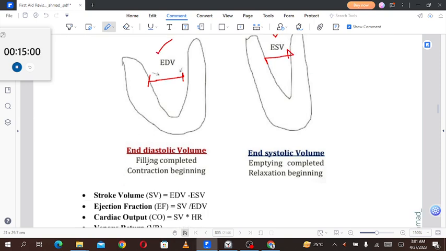End diastolic volume is when filling is completed and contraction is beginning. At the end of diastole, just before contraction starts, when there is maximal filling of the ventricle, that is called end diastolic volume. And what is end systolic volume? Emptying is completed and relaxation is beginning. Just before relaxation begins after systole, when the heart has contracted to its maximum, the volume that is still present in the heart is called end systolic volume.